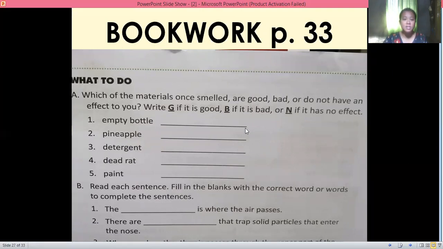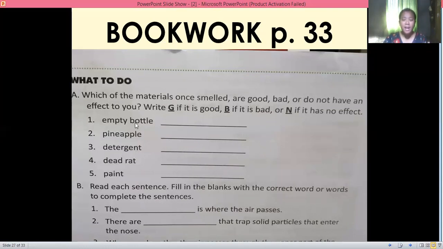Let me read the instruction, what to do, letter A. Which of the materials, once you smell it, is good, bad, or does not have an effect on you? Write G if it is good. Okay, it's a good smell. Letter B, this one's bad. Or letter N if there's no effect. It's not good, it's also not bad. Okay, no effect at all.